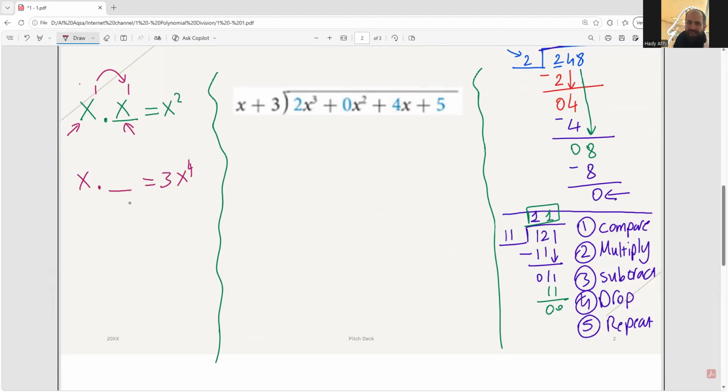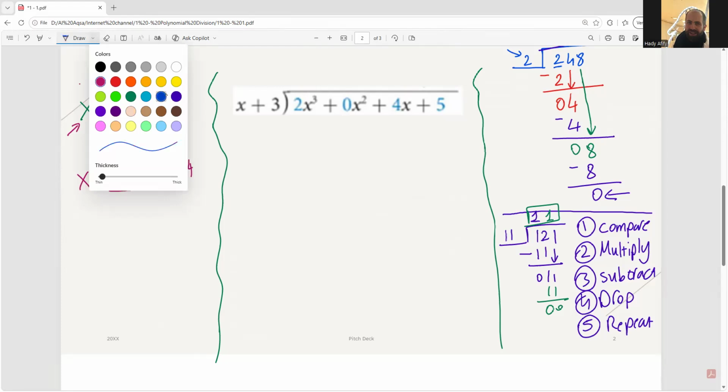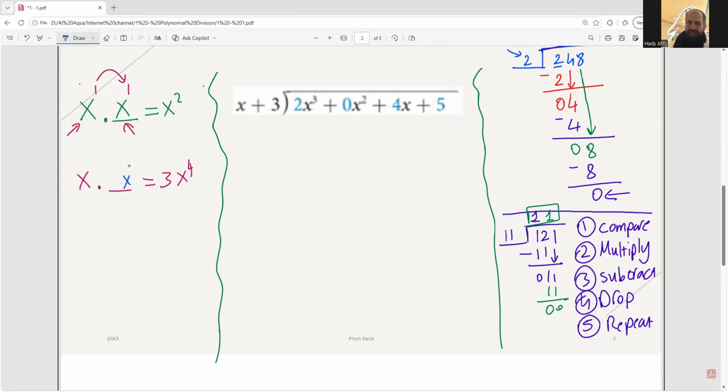So if I want to get x to the power of 4, in this case, I'm going to multiply x with x to the power of 3. So x multiplied by x to the power of 3, I'm going to get x to the power of 4. And there is also 3. If you multiply by 3, you'll get the 3 that you want.